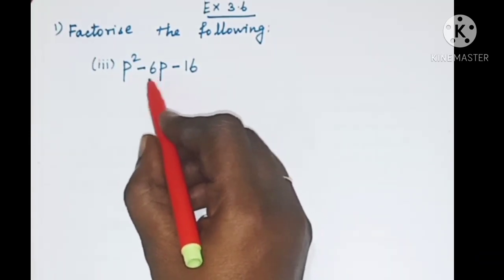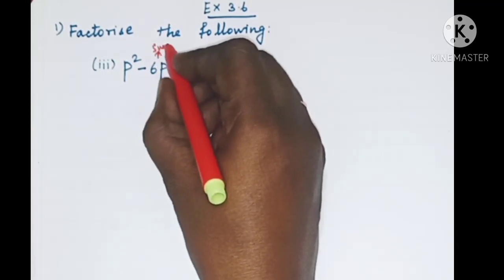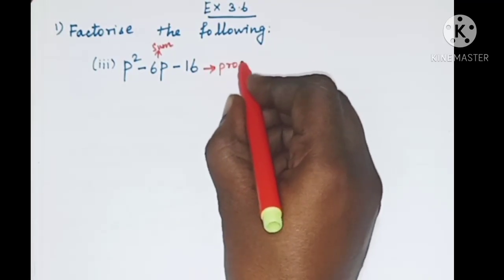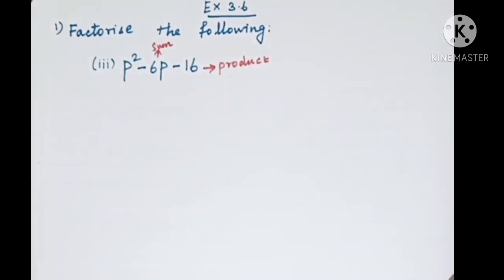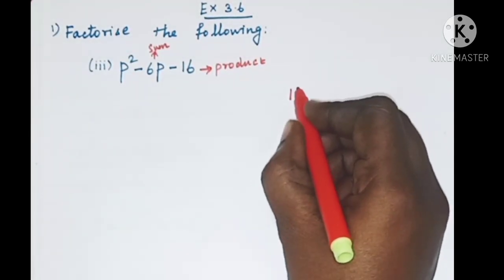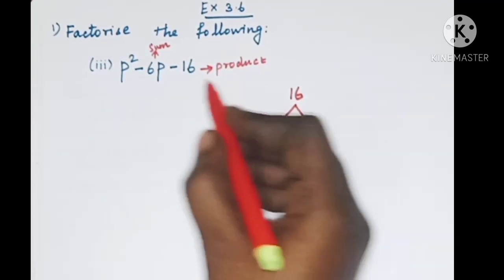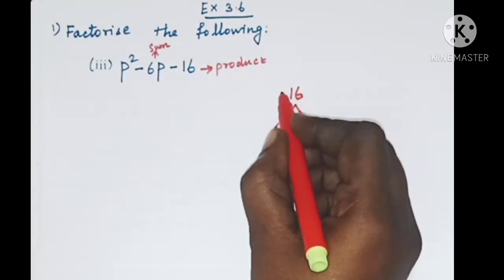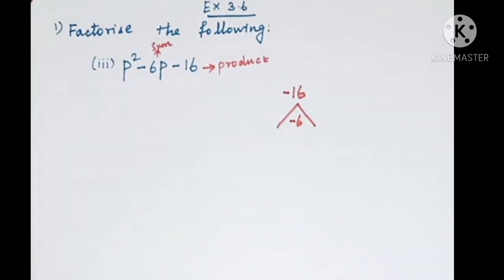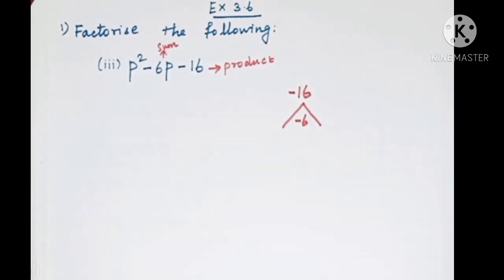The middle term should be taken as the sum, and the last term, the constant term, should be taken as the product. Now write: the product is minus 16 and the sum is minus 6. Write the number with that symbol.